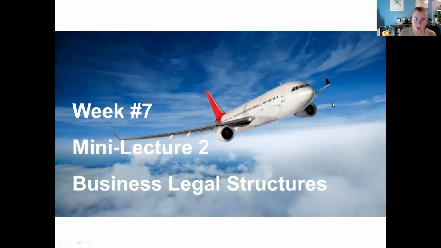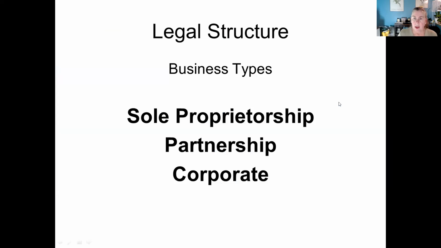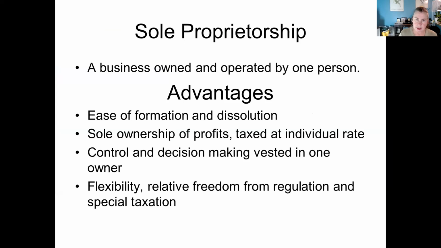So again, mini lecture 2 for week 7, business legal structures. So we're looking at the primary types. There are other types, but the primary types are sole proprietorship, partnership, and corporation. So a sole proprietorship, and those of you who are the only ones, this is the primary form that you'll take, is a business owned and operated by one person.